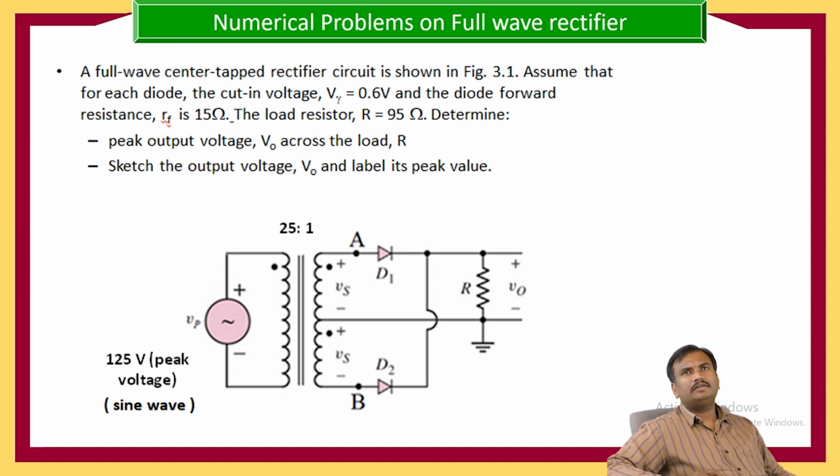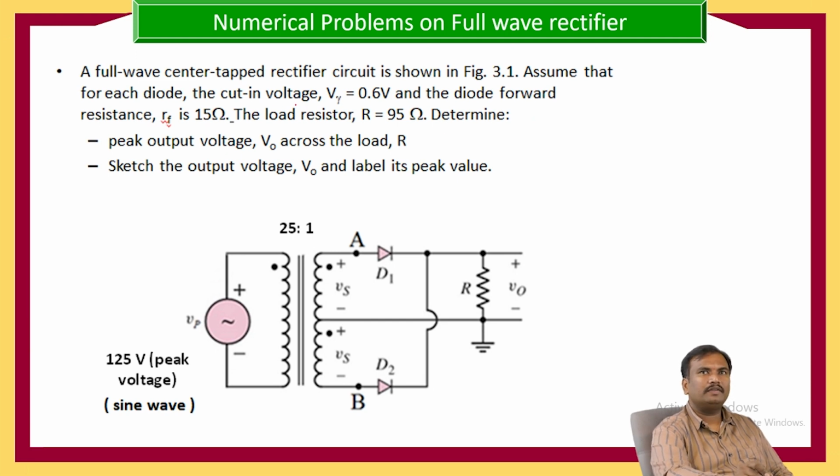Now let us go with the numerical problems on full wave rectifier. A full wave center tapped rectifier circuit is shown in the figure. Assume that for each diode, the cut-in voltage is 0.6 volts and the diode forward resistance is 15 ohms. The load resistance R is equal to 95 ohms. Determine the peak output voltage V0 across the load R, and sketch the output voltage and label its peak value.